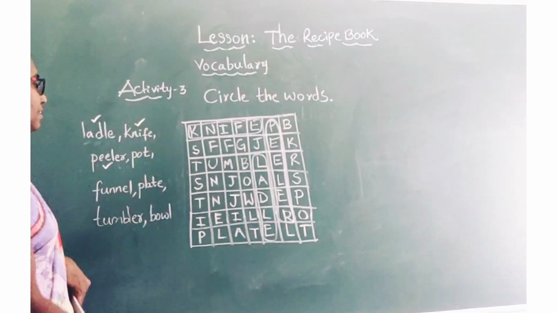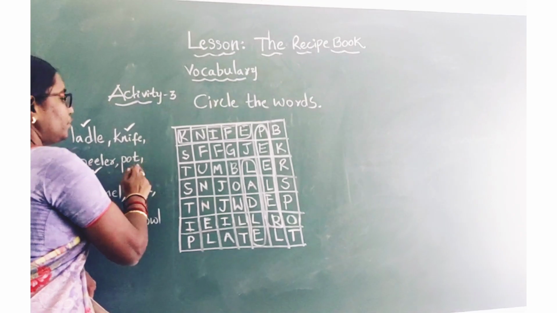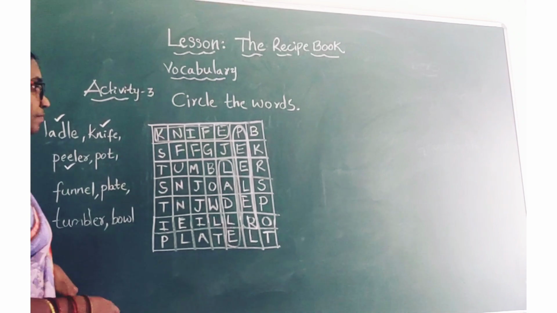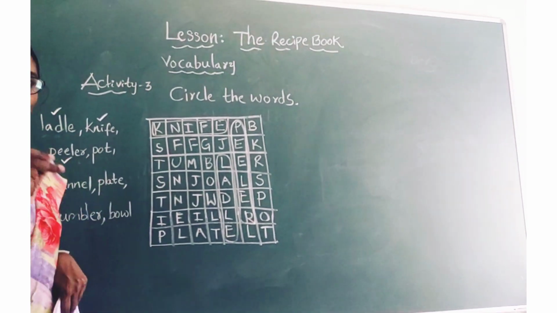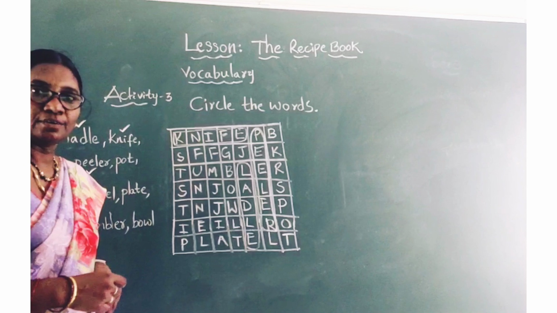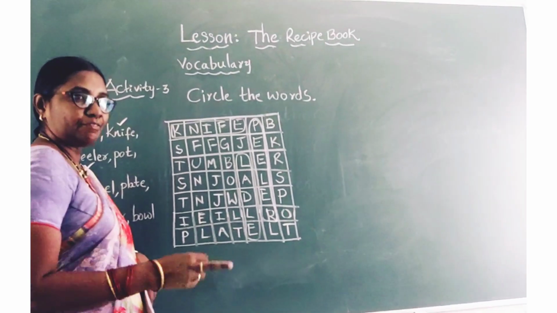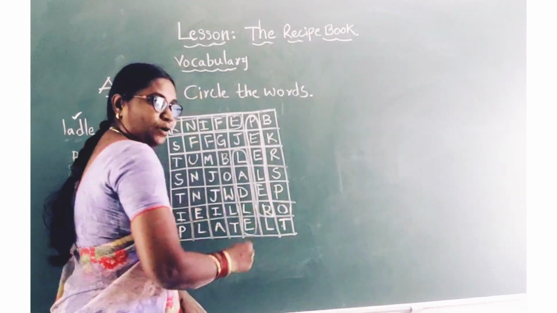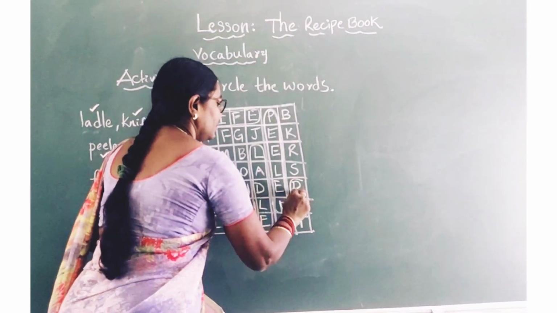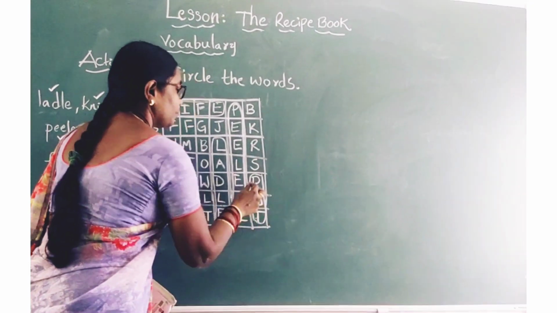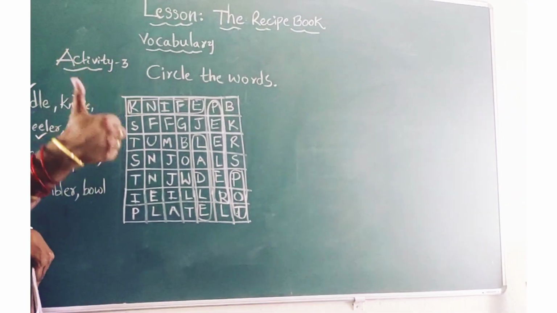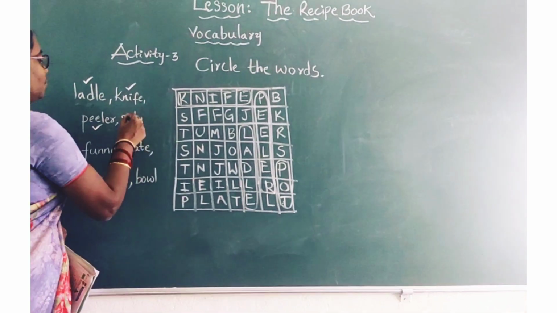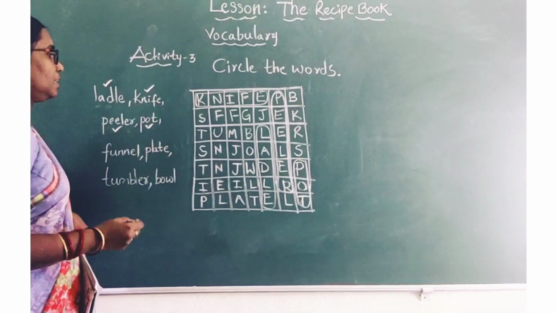Then coming to the next word, P-O-T, pot. Come on, children, find out where is pot. You have to do it first, then I go for circling the word. Have you finished, Raju? Very good. Yes, you are right. P-O-T, pot. You said very well. Very well done, Raju. So we have circled this word pot.